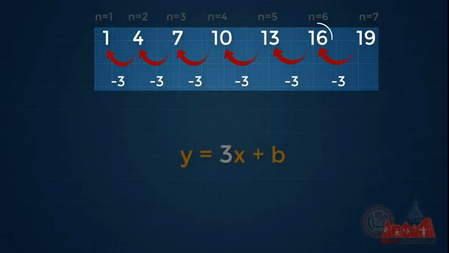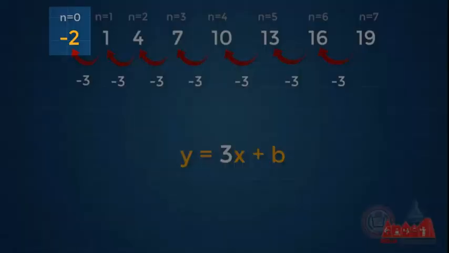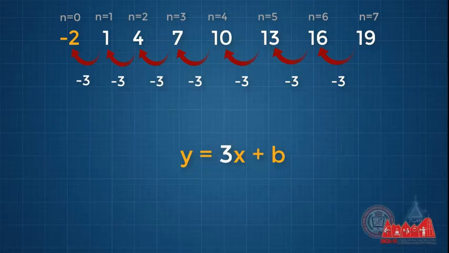19 minus 3 equals 16, minus 3 equals 13, minus 3, 10, minus 3, 7, minus 3, 4, minus 3 equals 1, minus 3 equals negative 2. Negative 2 is at the 0th place, making it the y-intercept. Therefore, our nth term is 3n minus 2.